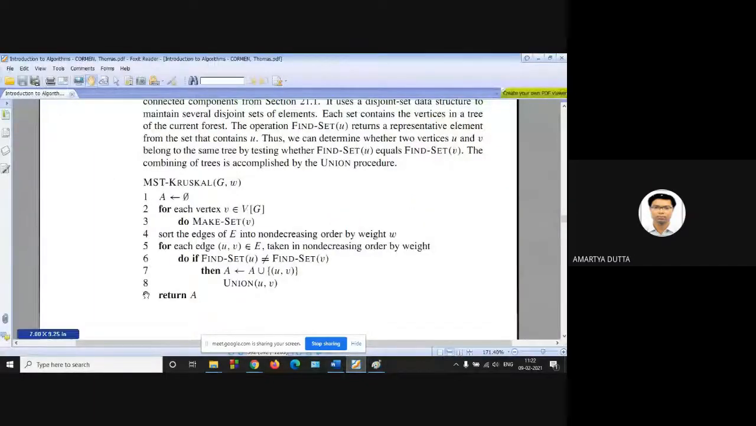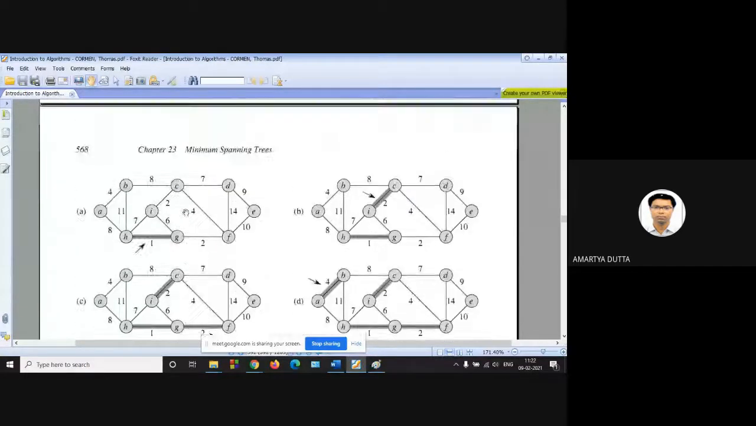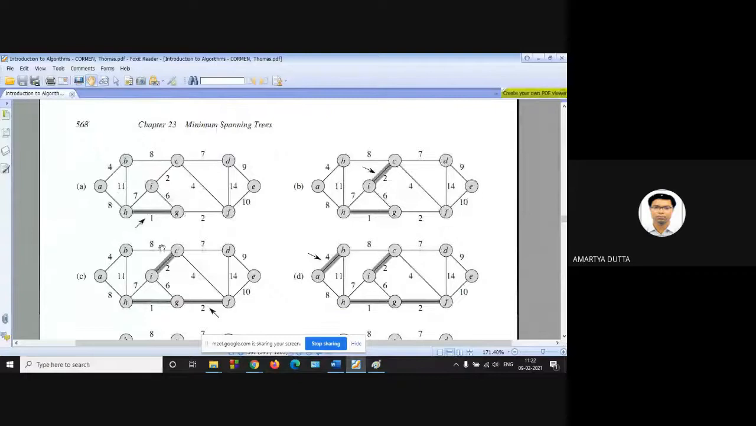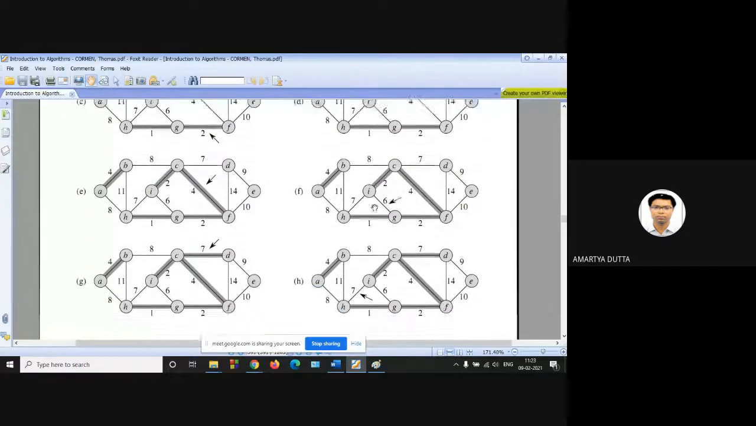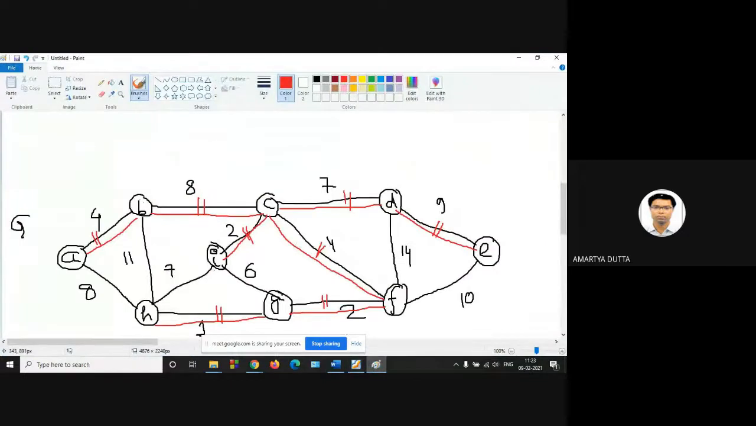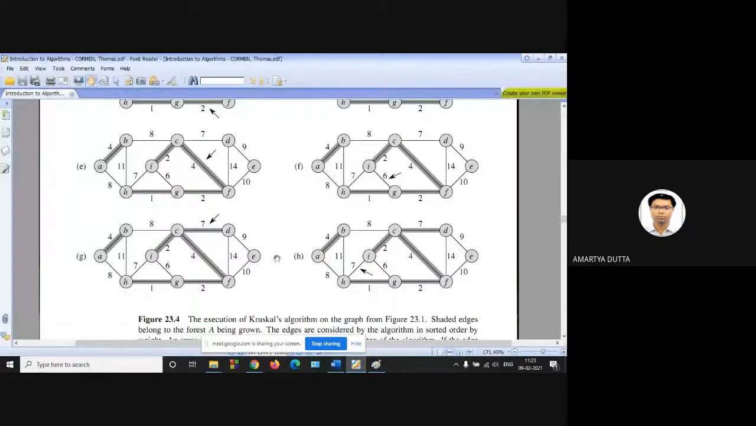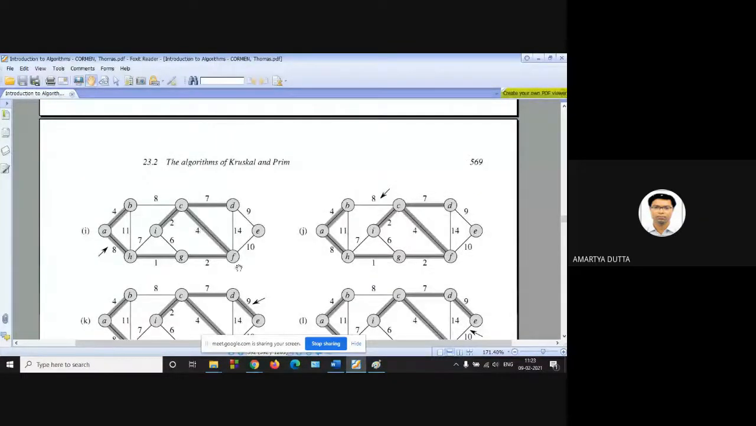Okay. So this is Kruskal's algorithm from line number 1 to line number 9, and this is the description of the process. At figure A, we are taking 1. At figure B, we are taking this edge. In this way, the spanning tree grows. In your exam, you can just write and explain in this way also. You need not write all the pictures. Okay, sir.